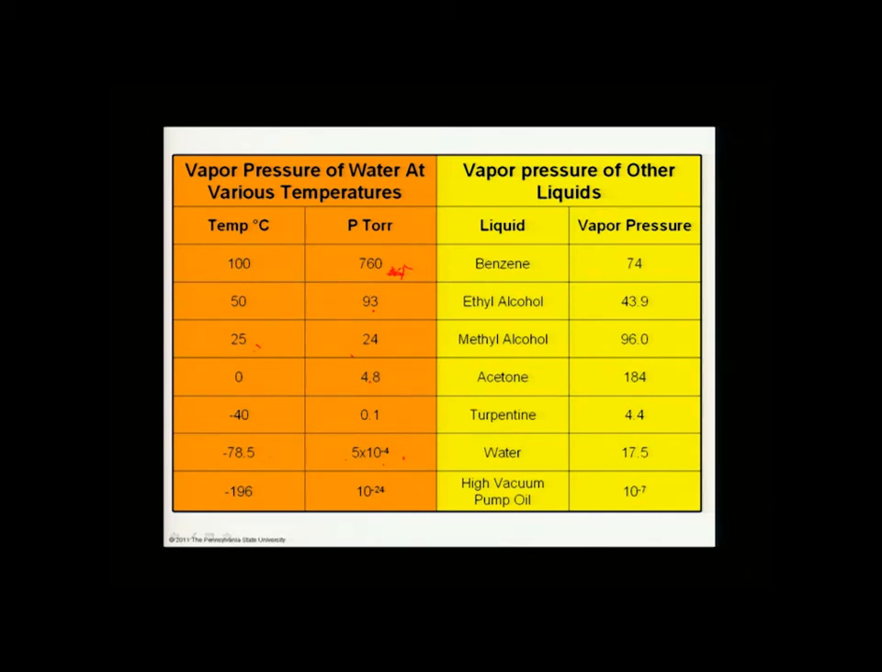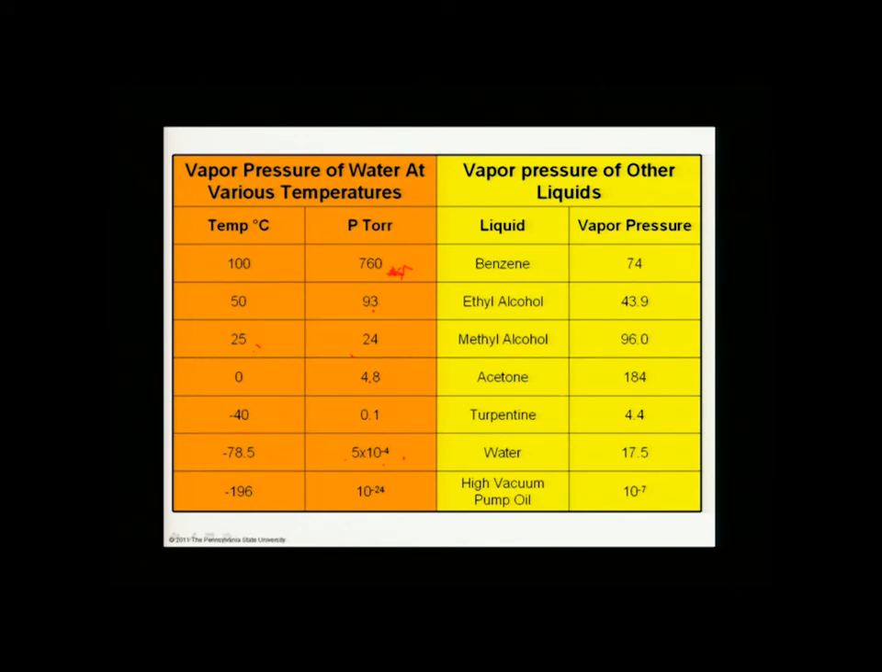Of course, we can smell alcohol, so we know molecules must be coming off. At 25 degrees C, methyl alcohol actually has a higher vapor pressure. So this is really easy to smell. At 0 degrees, water has this vapor pressure. Acetone has a very high vapor pressure, and acetone is very easy to smell. At minus 40, you see water pressure is 10 to the minus 1 torr. Turpentine is about 4 torr, and anyone who's worked with turpentine knows that it must have a high vapor pressure. Lots of molecules coming off.